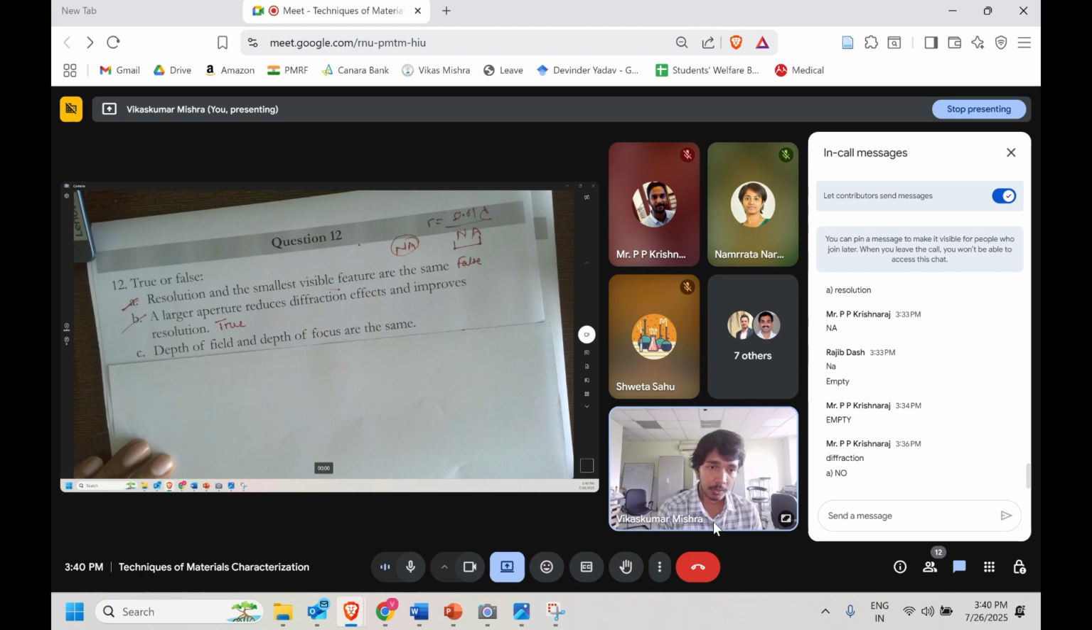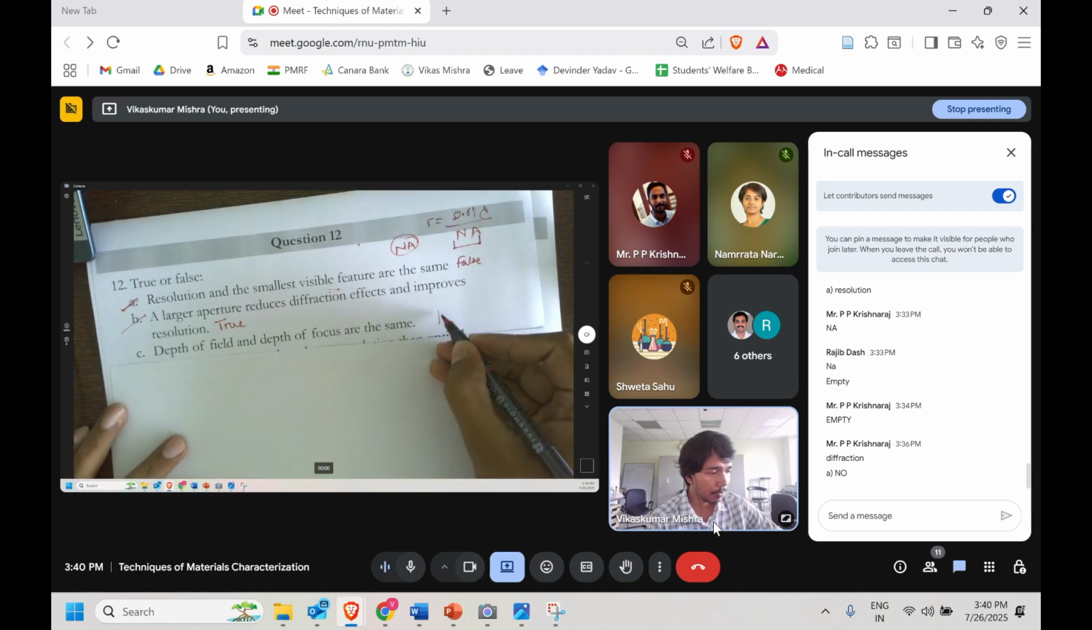Are both of them the same concept, the depth of field and the depth of focus? So, what is it? What is depth of field and what is depth of focus? Depth of field is a region in which you can focus your specimen even if you deviate it a little bit. If you are still able to focus, it means that the depth of field is good.